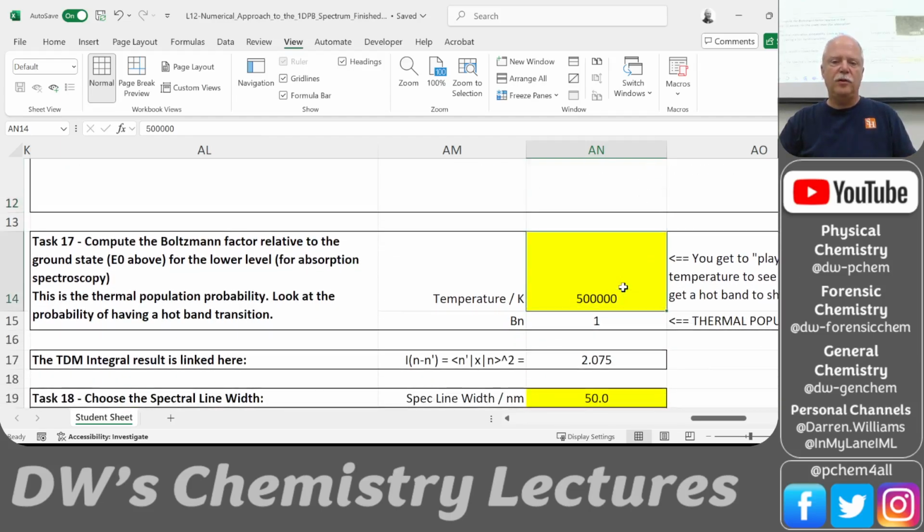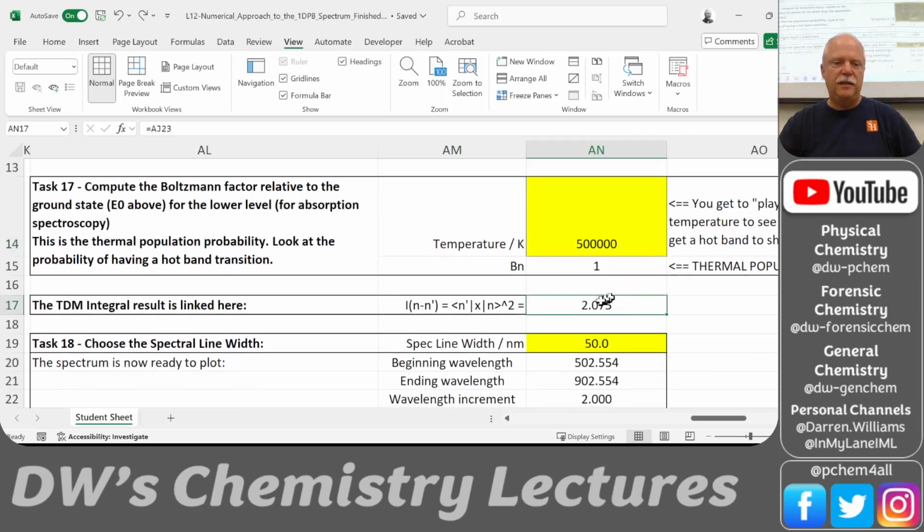And then we have the Boltzmann factor. This is the probability of being in that energy level. Now, this is the fundamental, so 1 to 2. So we have a 100% chance of having molecules in the ground state. It's temperature dependent, and this is the temperature here. No matter what I do with the temperature, this probability is not going to change. Even if I made it room temperature, 300 Kelvin, no change. We'll do a hot band in a minute, and then we'll see a change. So I'm going to undo that.